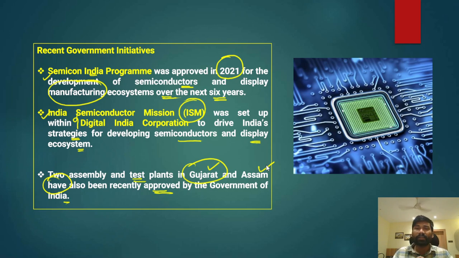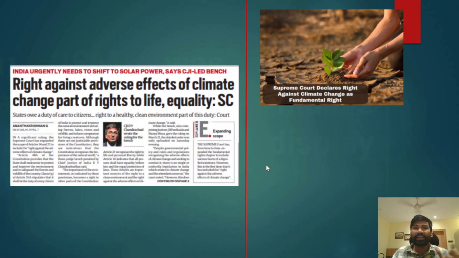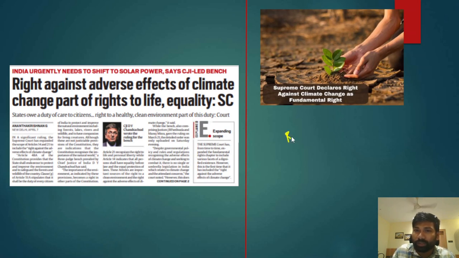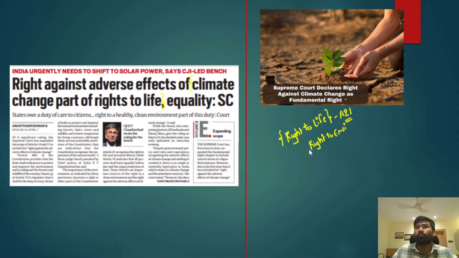Now let's try to understand another important news article. That is with respect to the right against adverse effects of climate change being part of the right to life. If you look at the Indian Constitution, right to life is part of Article 21. In one of its recent judgments, the Supreme Court has said that the right against adverse effects of climate change is part of the right to life. The right to life under Article 21 is considered a broader right, because the right to environment comes under this, and the right to marry of one's own choice comes under this. So it is a very broad right.